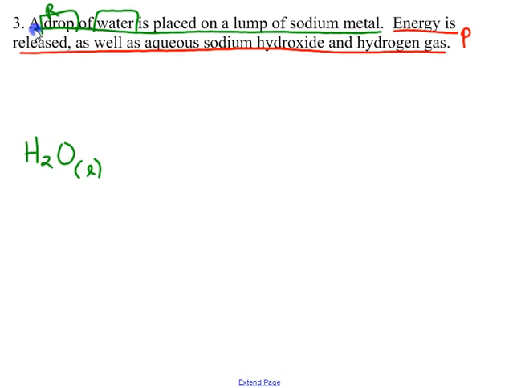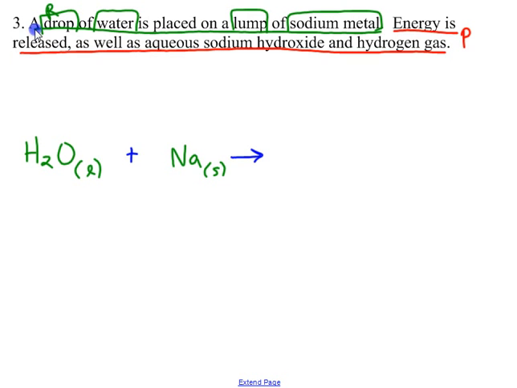It is placed on a lump of sodium metal. So sodium metal is just the element sodium. So that's just going to be Na, pretty simple and straightforward. Lump implies that it is solid. Right, so those are our two reactants. I'm just going to put a plus sign to indicate the separation of those two reactants and an arrow to indicate that the reaction will move forward and produce the products, which we will now figure out.